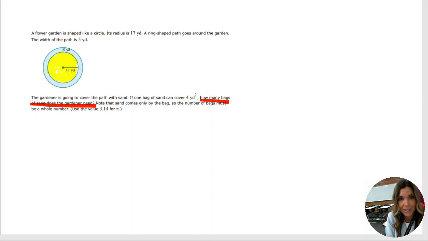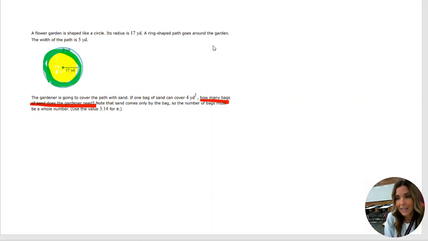Okay, so he wants to cover just this part with sand. Just this circle part with sand. He doesn't want to cover the garden with sand, just the circle pathway. So if the circle pathway is what we're going to need to cover in sand, we need to know the area of that circle pathway, right?